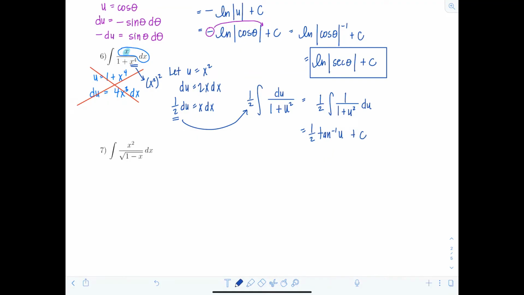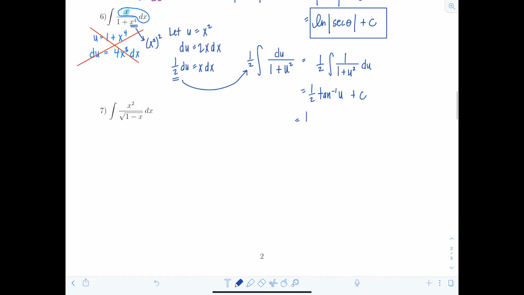And then remember, you got to go back and replace u with x squared, right? u was equal to x squared. Let's put some parentheses so it looks nice and neat. Okay, looks good.